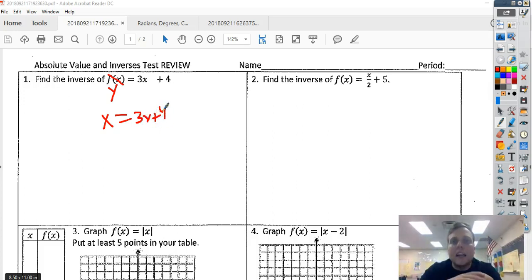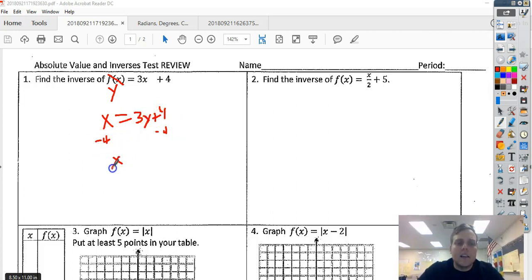Pause the video. Try doing this next part on your own. Maybe you just know how to start it off. Okay, you need to solve for y. Pause the video. Try this. Hopefully you're just now unpausing the video and you're kind of like, oh, okay, Mr. Nolan, I know to get y by itself, I need to subtract by 4.